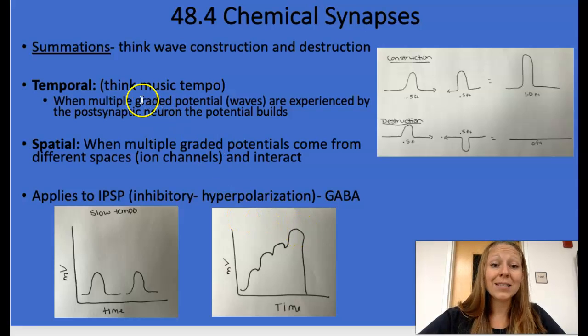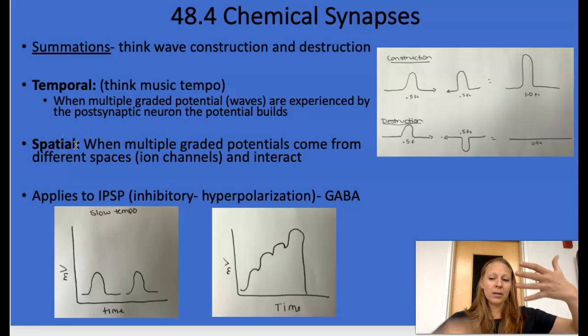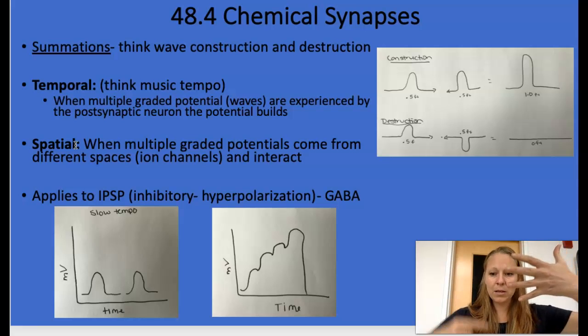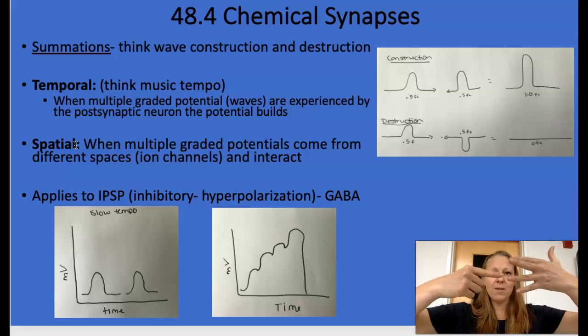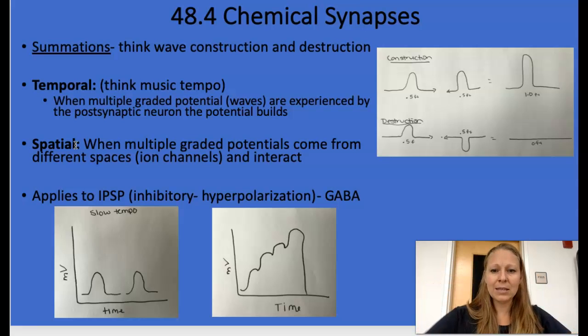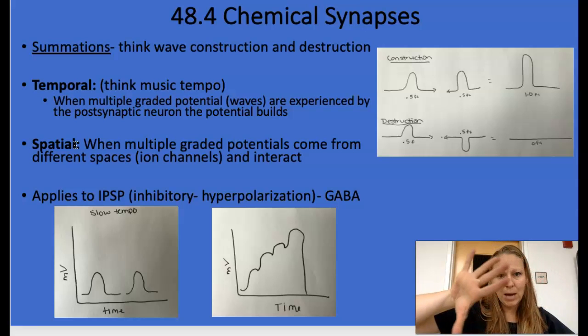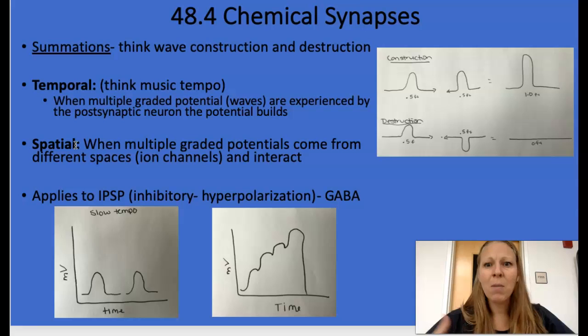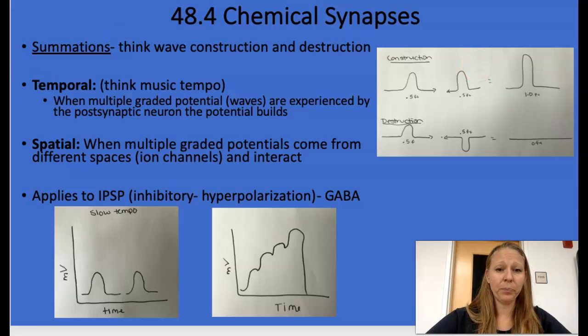So we can have this with a fast tempo or temporal summation, but we can also have a spatial summation, and that is just if you were to have, let's say, let's call this your presynaptic cell. So if you have lots of neurotransmitter coming and hitting at all angles, and then they interact inside the nerve, so inside that postsynaptic cell, they're going to sum up, they're going to interact with one another, and they're going to create a large wave, which is going to more likely cause an action potential when it reaches the axon hillock. And so that is summation.